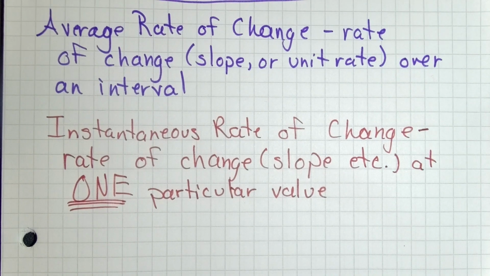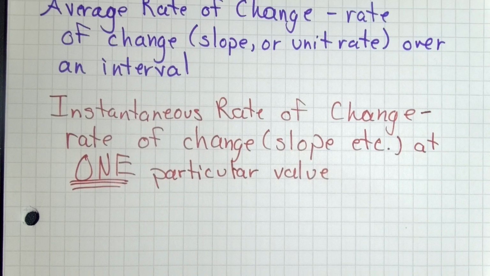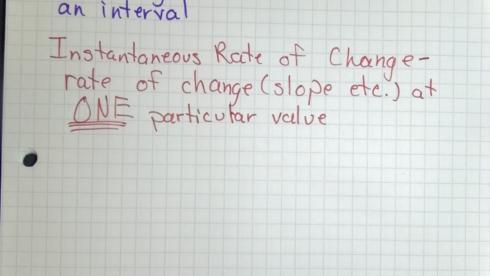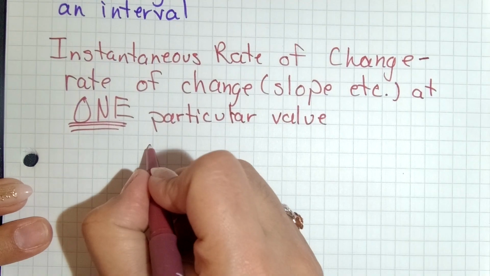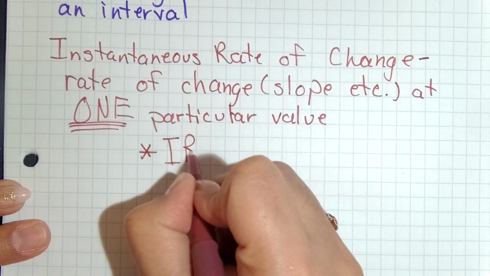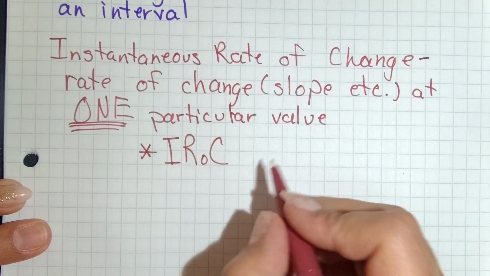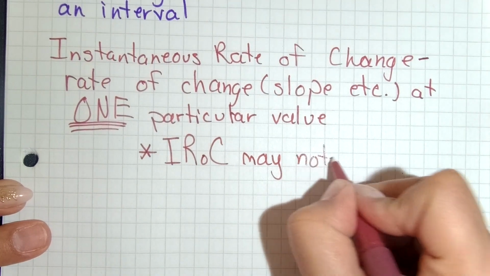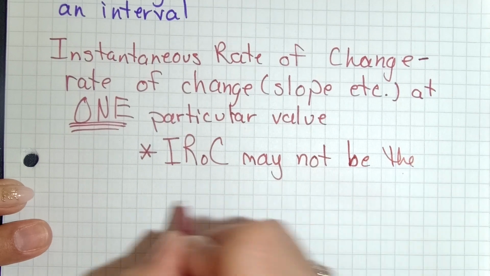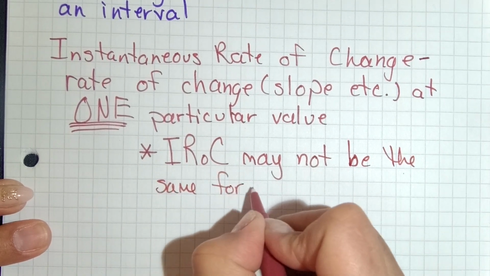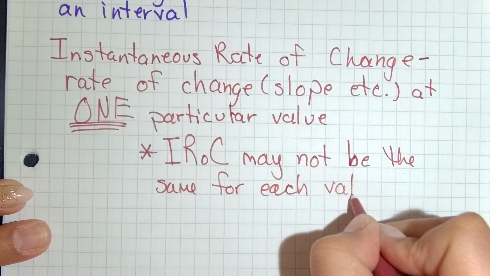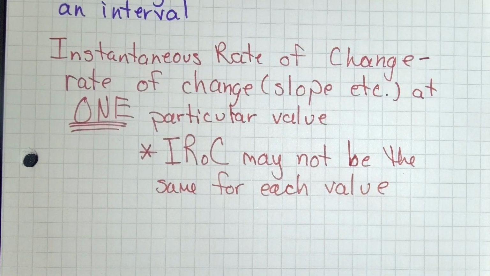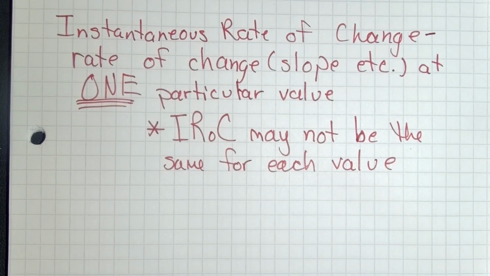Over one particular value. And just like we saw with the average rate of change, I'm going to abbreviate this, instantaneous rate of change. The instantaneous rate of change may not be the same for each value. As a matter of fact, it probably won't be the same. The only way it's going to be the same is for certain functions, but we usually don't work with just those functions.